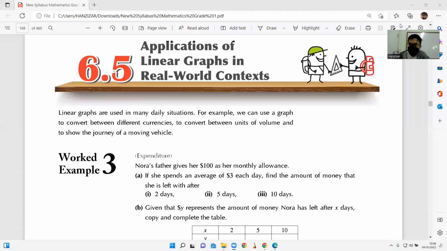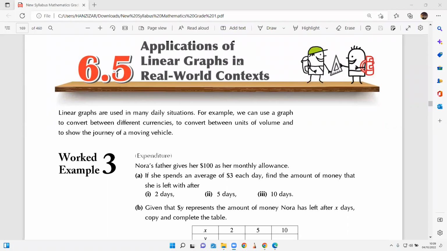Okay, guys, today we're going to learn about chapter 6.4, which is the application of linear graphs. No, linear equation. There you go. In a real world context, I will share the screen so you can see everything here. And I will provide this video on YouTube so you can watch this to prepare for your exam next week for chapters 4, 5, and 6.